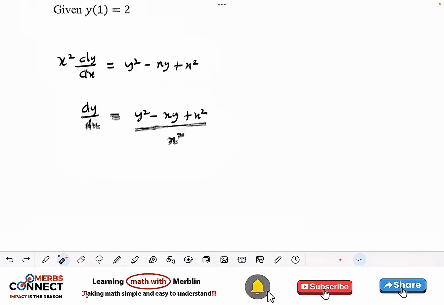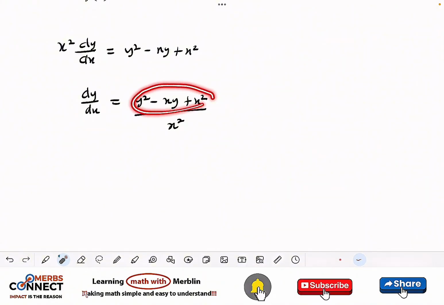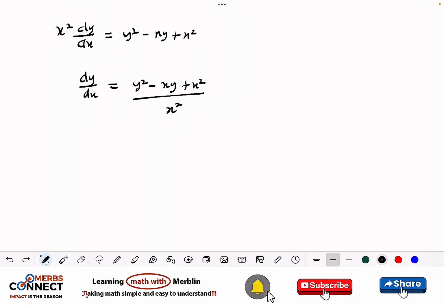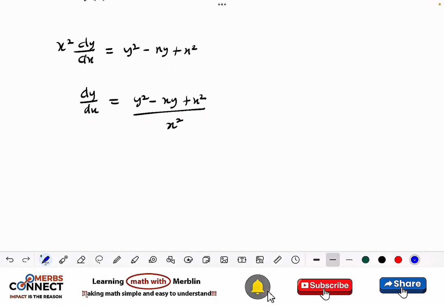Now let's think about homogeneous. Is it homogeneous? Yes, because the degrees are the same: this one is squared, this one is squared, and this is 1 and this is 1, which add up to 2. So that's one trick you need to know: all the degrees should be the same, and if they are not, you should be able to add them and get the same degree. So this is homogeneous, so let's solve it. Here dy over dx is just a function of x and y. Let's assume this is f of x, y, which is equal to y squared minus xy plus x squared, divided by x squared.